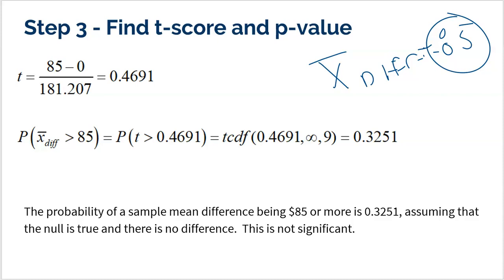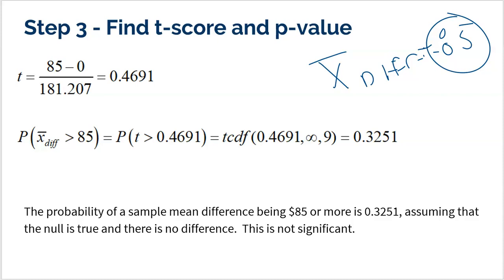So now the question is, is that significant? It certainly doesn't seem like it. $85 doesn't seem like a big difference, but you never know, right? So I got to figure out, where does $85 fall on my model that centers at 0? Because there should be no difference, right? So I take 85 minus 0, divide by my standard error, and I get 0.4691. That is a very small t-score. That means I am barely above the mean. So I'm really not that far away from 0.